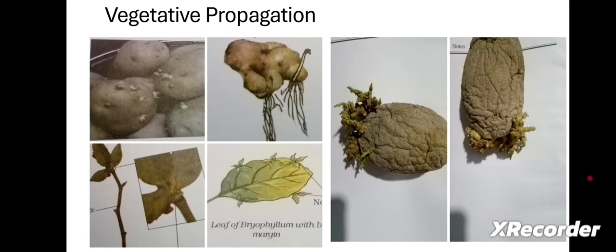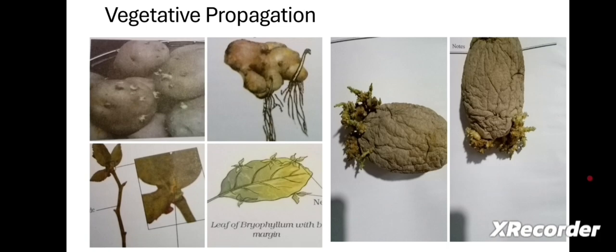Then, the bryophyllum leaf. It has buds in its margins. If a leaf of this plant falls on moist soil, each bud can give rise to a new plant. How interesting. And roots of some plants can also give rise to new plants. Sweet potato and dahlia are examples.